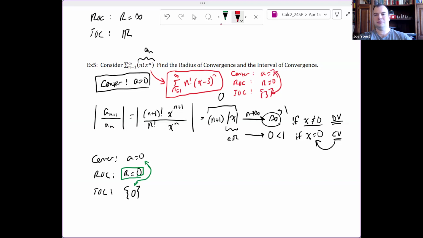So it's not like my radius of convergence would become 3. My radius of convergence is still 0. That's half the distance on the real line from the left to the right endpoint of the interval of convergence. But I converge at the center with 0 radius of convergence, so my interval of convergence is just 3.